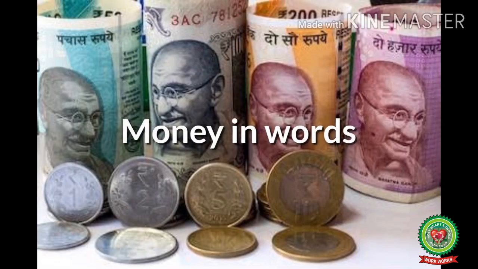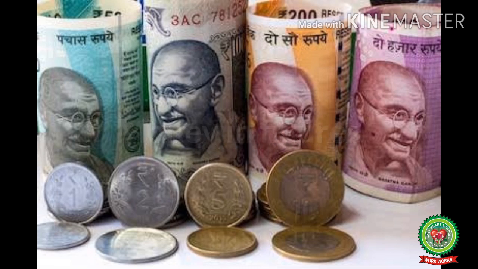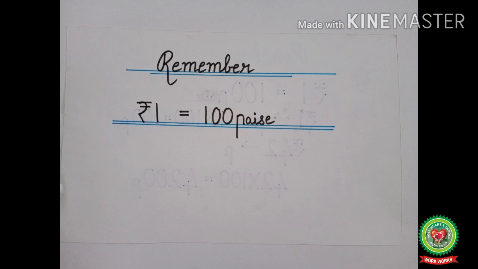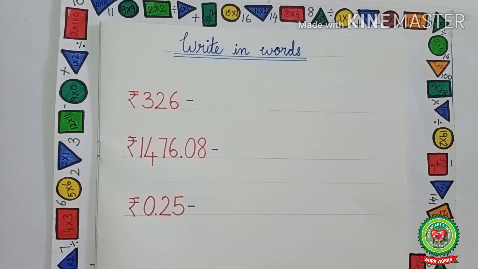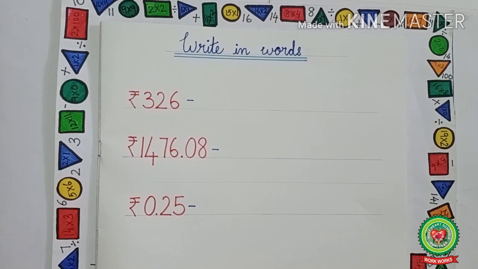Now let us see how we will write the different values of money in words and also in figures. Before starting with the examples, we must remember one thing, that rupee 1 is equal to 100 paise. That means 100 paise makes 1 rupee. Let us take some examples now.